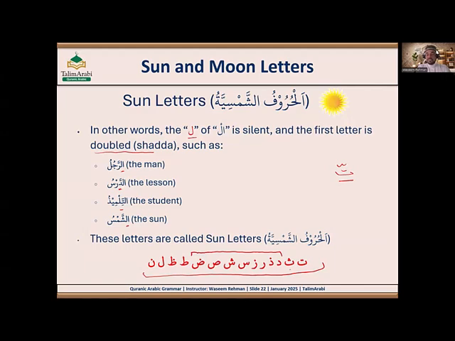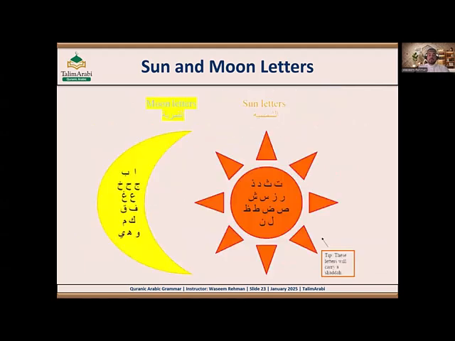So any word that starts with any of these letters, if you put "al" at the beginning, that lam would be silent. It won't be pronounced, and then the first letter of the word would be doubled, or you will put a shadda on it. So when the lam is not pronounced and you double the first letter, those letters are sun letters, or hurufu shamsiya. And when you pronounce the lam, those letters are called huruful qamari. Just another representation: alif, ba, jim, ha, kha, ain, ghain, fa, qaf, kaf, mim, waw, ha, ya. These are all huruful qamariya, or moon letters. And then ta, sa, dal, dal, ra, za, sin, shin, sa, dot, pa, za, lam, noon. These are all sun letters.